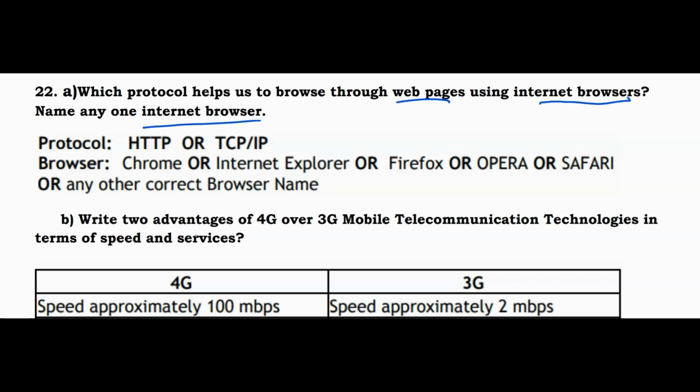So protocol is nothing but what? It is a set of rules, okay, in the networking part. So any one protocol they are asking to browse web pages. By using HTTP or TCP IP, we will be browsing our web pages. You can write any one, HTTP or TCP IP protocol, and they are asking you to write any one internet browser. So you can write Chrome, Internet Explorer, Firefox, Opera, Safari. Okay, but you should not write Google. Google is your search engine.